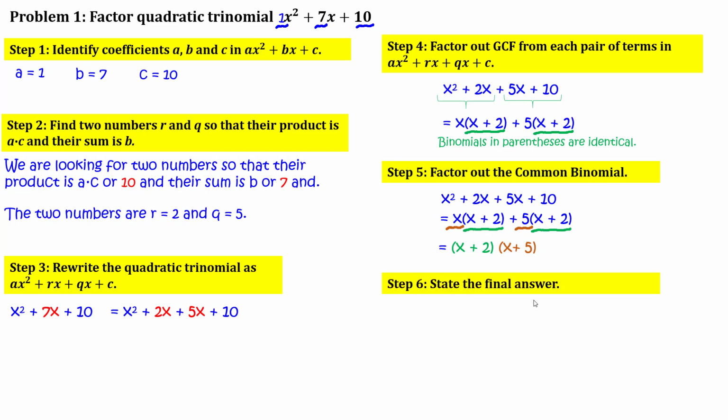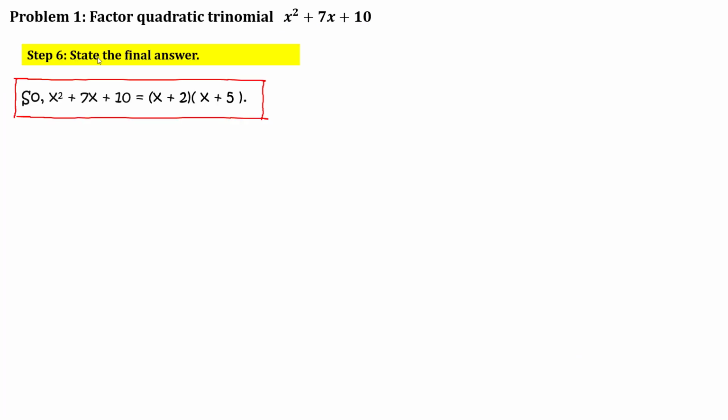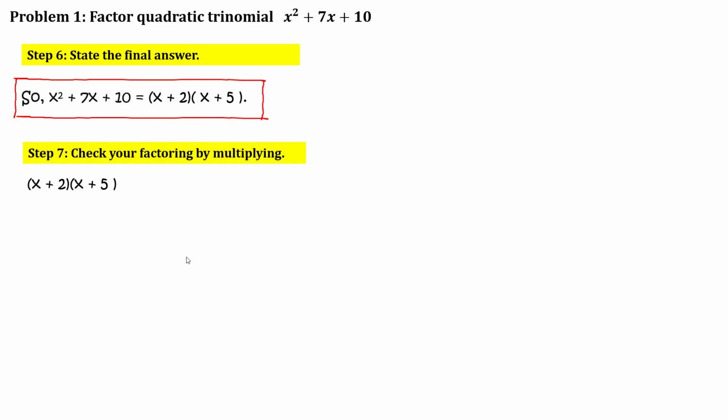Alright, so step 6, I'm going to state the final answer. I'm going to write x squared plus 7x plus 10 equals x plus 2 times x plus 5. Okay, now I'm not quite done yet. What I want to do is check my work. So this is my conclusion, right? This is step 6. I want to make sure that when I multiply this, I get this back, x squared plus 7x plus 10. So step 7 is to check your factoring by multiplying.